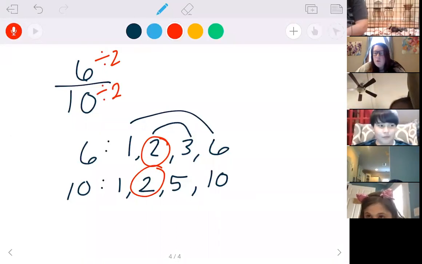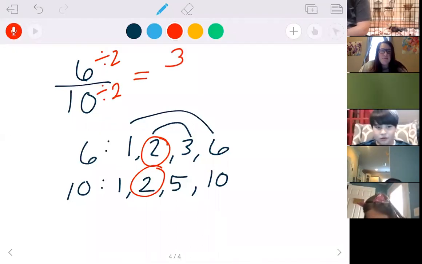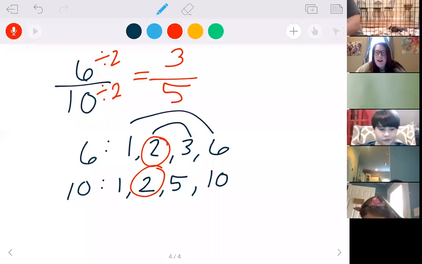Remember my golden rule with fractions. You do the same thing on the top you do on the bottom. So if I divide 6 by 2, I get 3. If I divide 10 by 2, I get 5. So my simplest form fraction is 3/5.